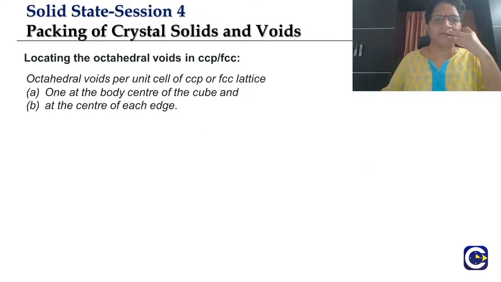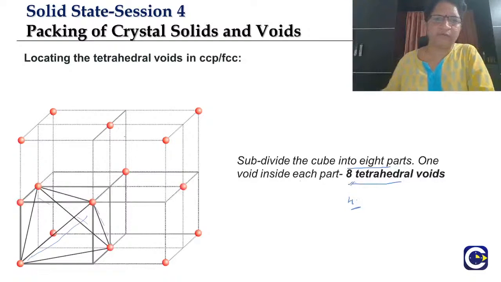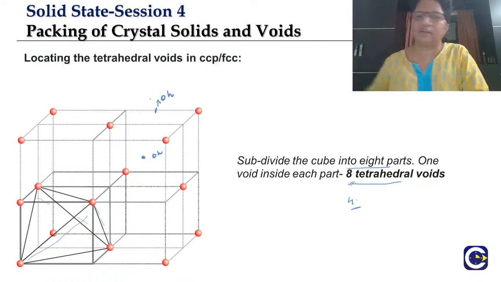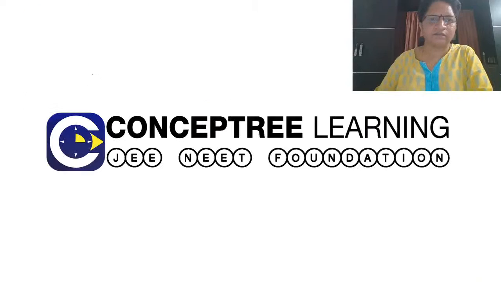Where do we have the octahedral and the tetrahedral voids? So at the body center, we have what is called an octahedral void. And at the edge center, what do we mean by edge center? This is the edge center. So at this position and this position, we have what is called an octahedral void. At the edge centers and the body center, we have the octahedral void. So one at the body center of the cube and at the edge.